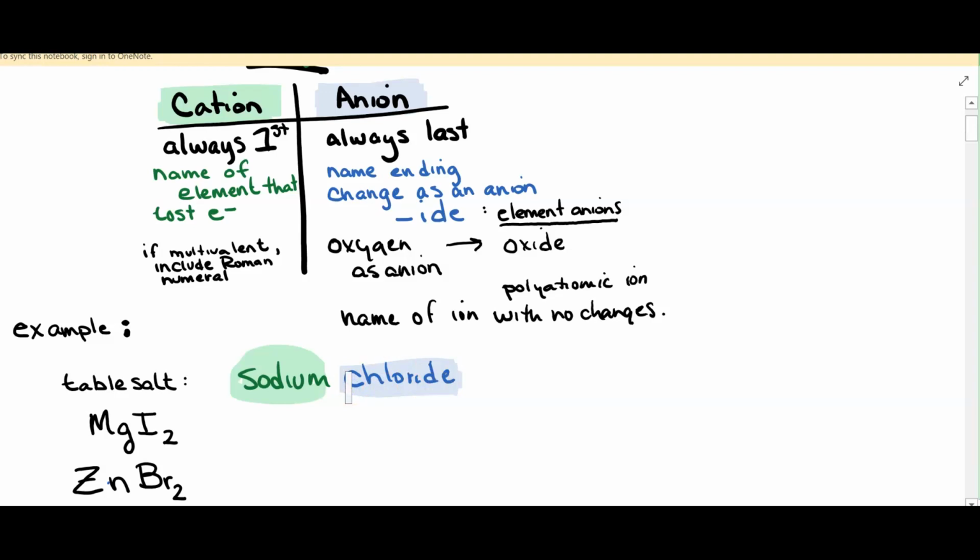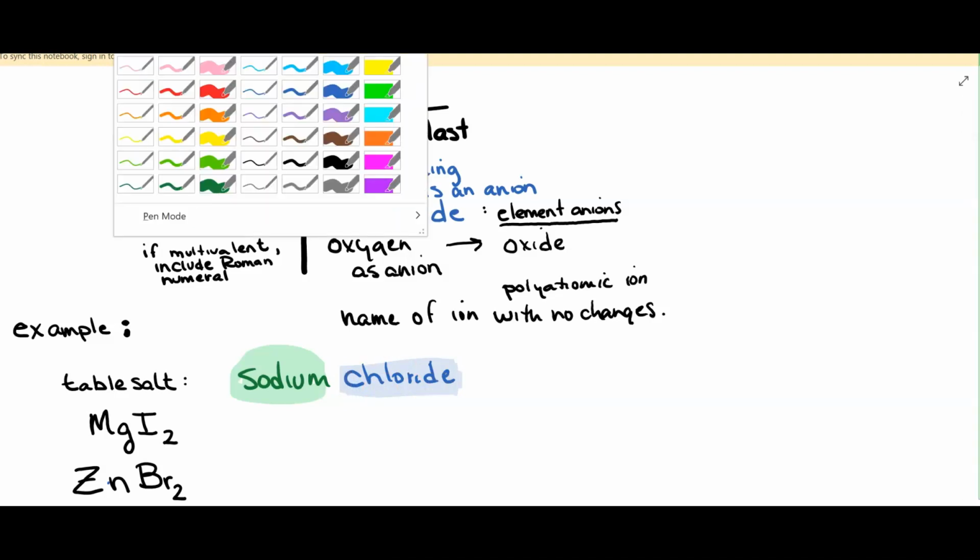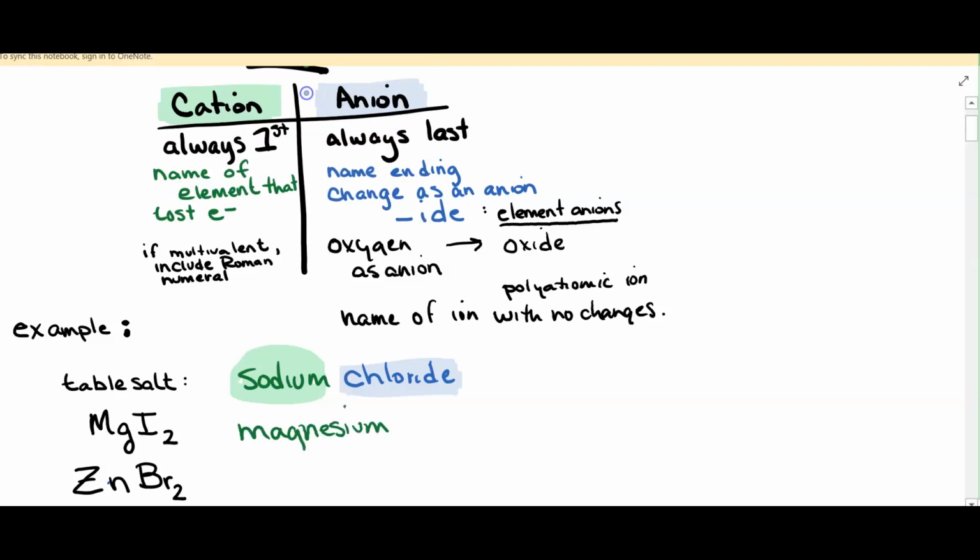For the next one, Mg, the element's name is magnesium. And the anion is iodine. As an anion, its name will get the ending change. The INE in iodine becomes IDE. And again, I've got first name as the cation and last name as the anion.